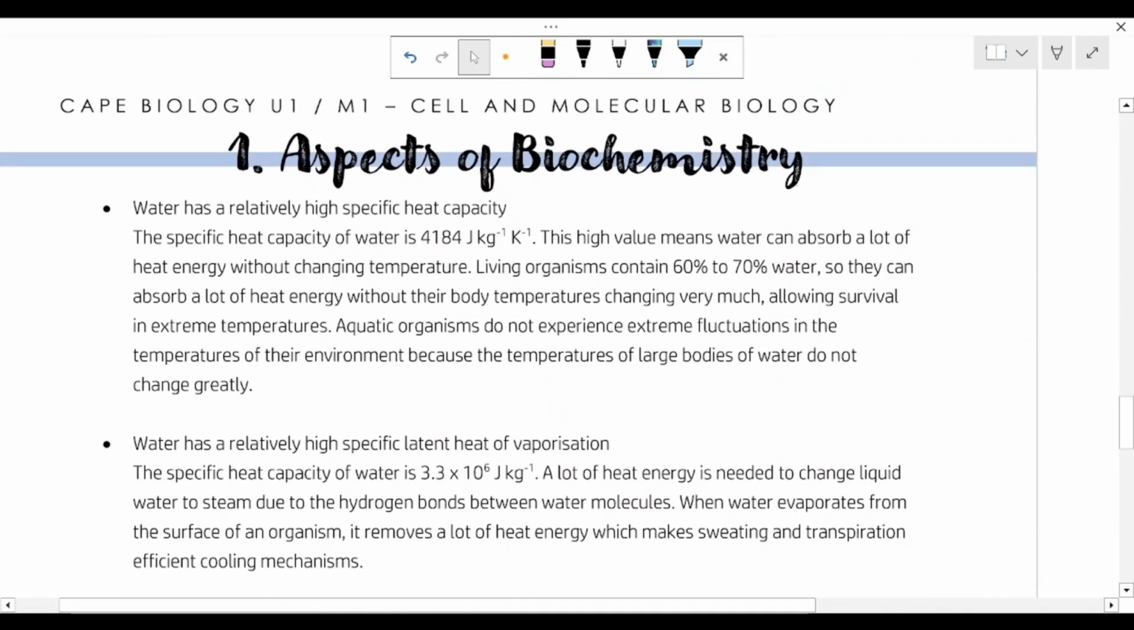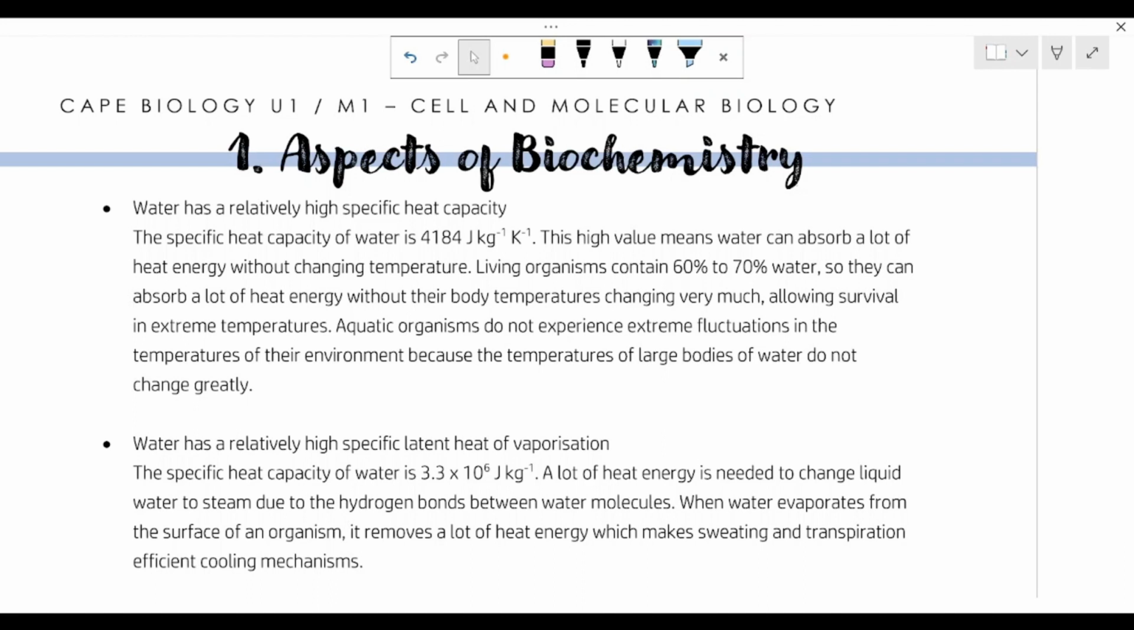Next, water has a relatively high specific heat capacity of about 4,184 joules per kilogram per Kelvin. Now, this high value means that water can take in a lot of heat energy without changing temperature. Remember, specific heat capacity is how much heat a substance needs to raise 1 kilogram of that substance by 1 degree Celsius or 1 Kelvin. And if water has a high specific heat capacity, that means it needs a lot of heat energy to raise 1 kilogram by 1 degree Celsius. So, what that means is that water can take in a lot of energy without it changing temperature.